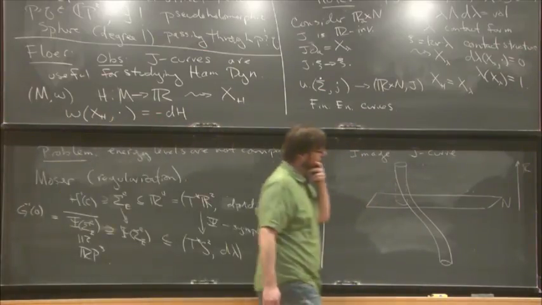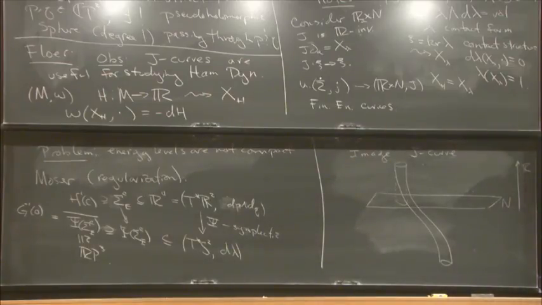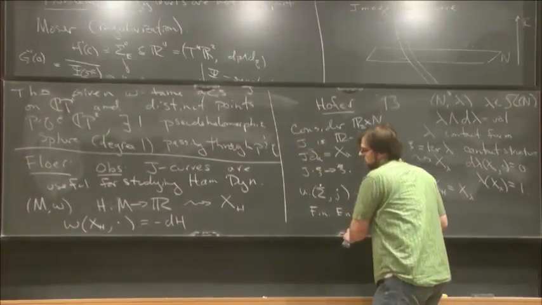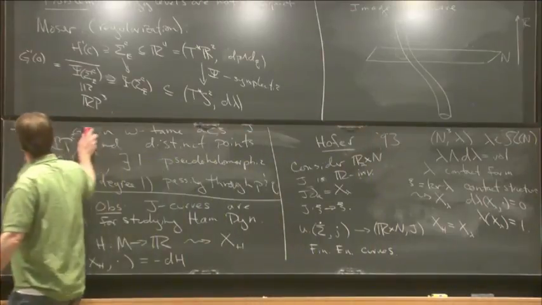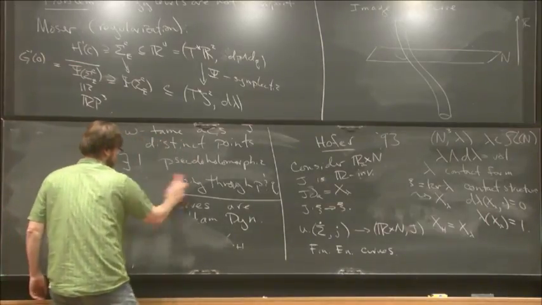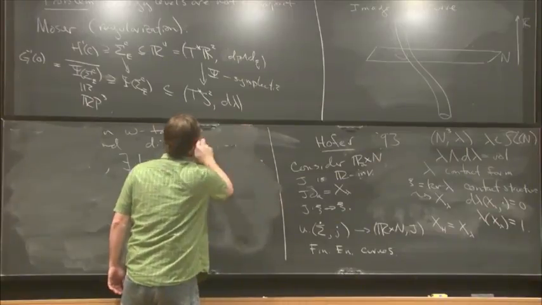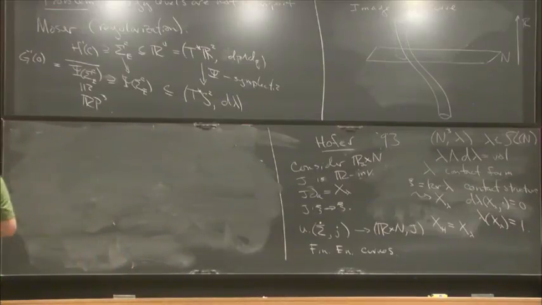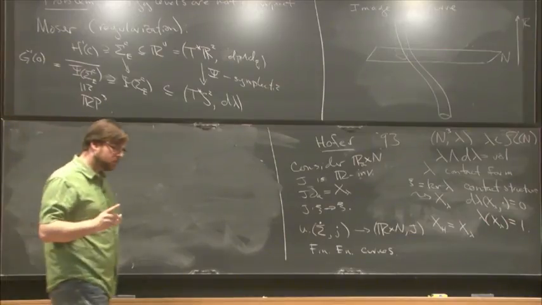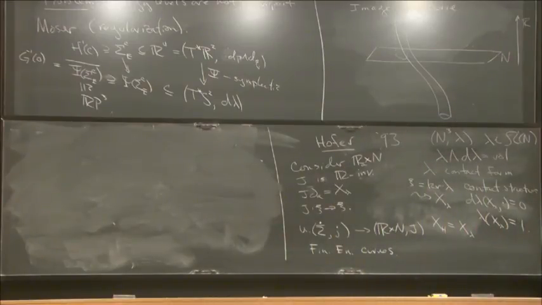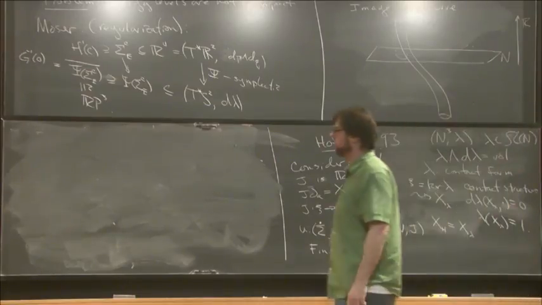So let me see. Now, at this point, we can go back to Gromov. I have it on the board still. I might have just erased it. That's sad. So remember, Gromov had this result, which says, look, if you're working in CP2, as long as you have a tame almost complex structure, give me two distinct points, there's a unique degree one sphere passing through those two points for any omega-tame almost complex structure.